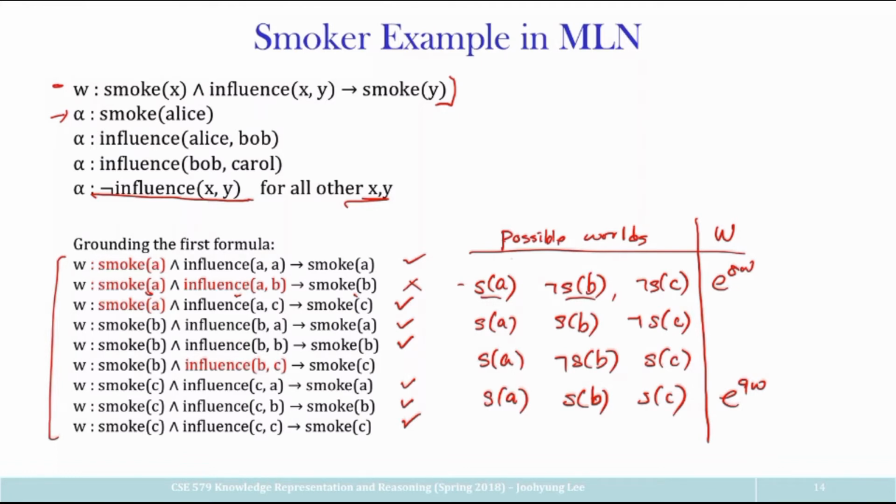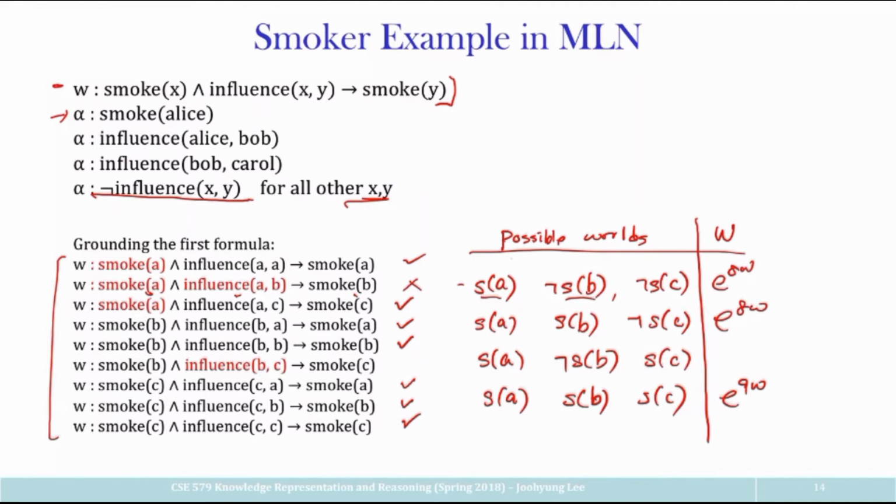Same way. Now the second rule is true, because smoke A and smoke B are both true. But if you look at the 6th rule, smoke B is true but smoke C is false. So the 6th formula is false. So the weight is e to the power of 8W. Good. What about the next one?